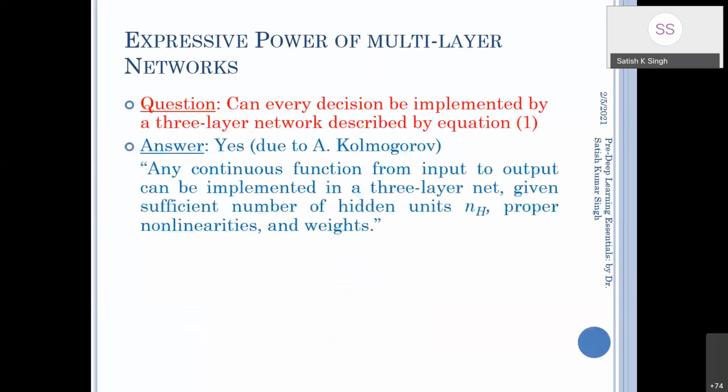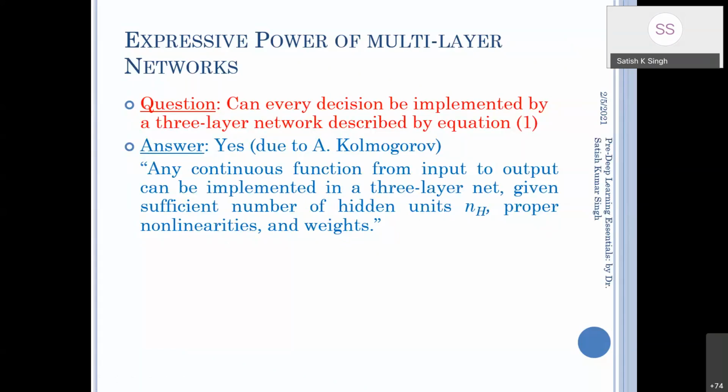Let's talk about multi-layer network application. Can every decision be implemented by a 3-layer network described by equation 1? It is missing here because I have deleted a few slides. So the answer is yes, it is possible. It means any continuous function from input to output can be implemented in a 3-layer net given a sufficient number of hidden units, NH, proper nonlinearities and weights. What does it mean?